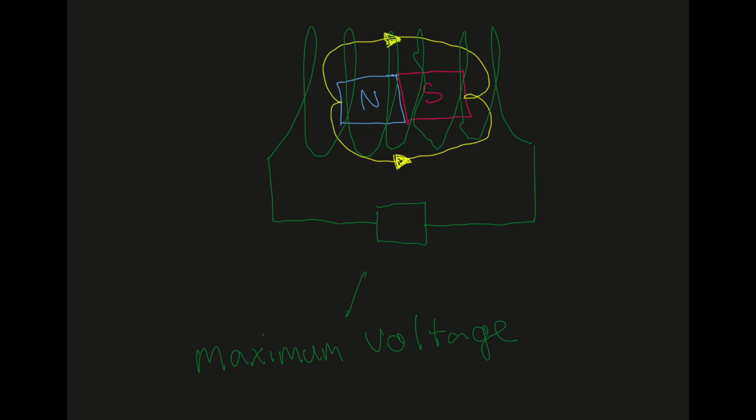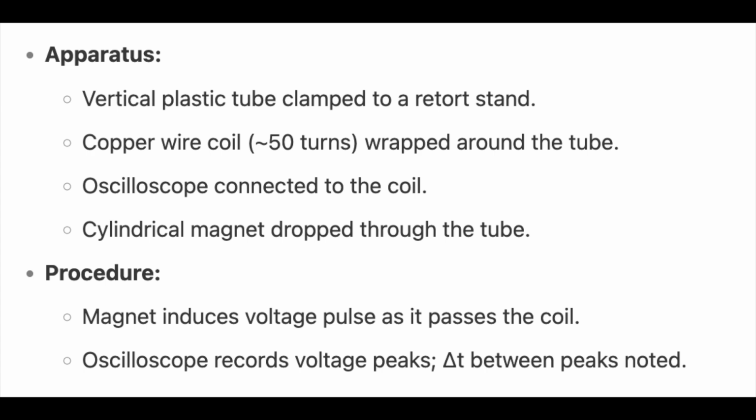of the magnet. A plastic tube was clamped vertically using a retort stand, and a coil of copper wire was wrapped around the tube approximately 50 turns. The coils were connected to the oscilloscope. A cylindrical magnet was dropped through the tube. The oscilloscope recorded the induced voltage pulse as the magnet passed through the coil.